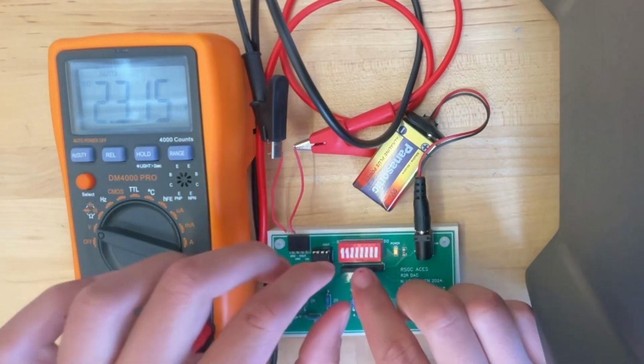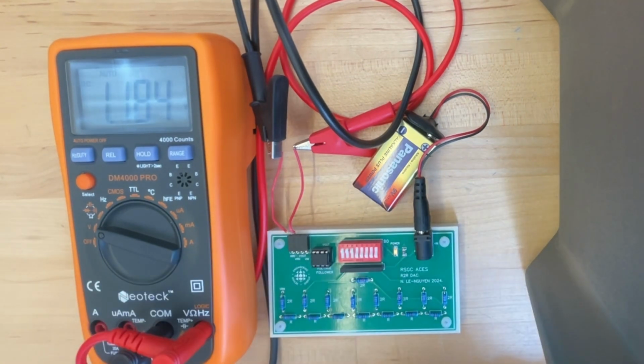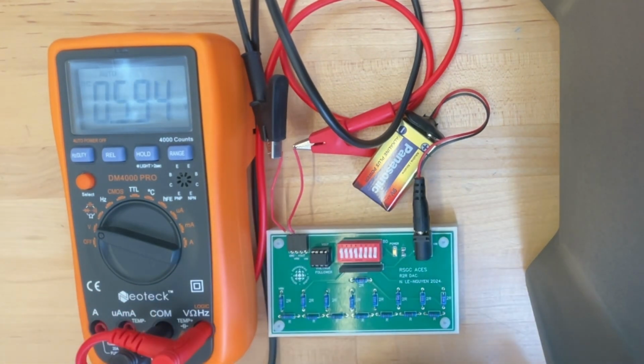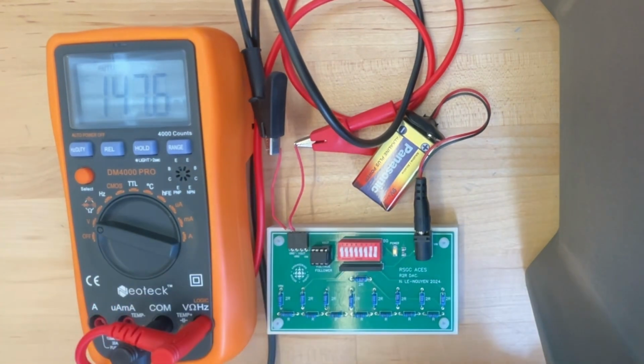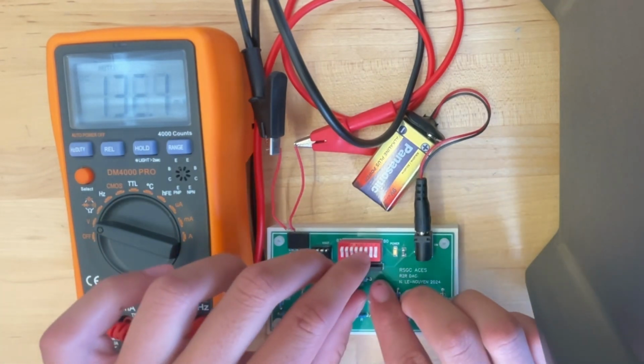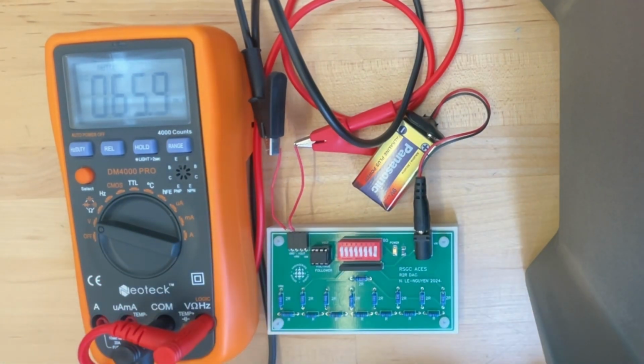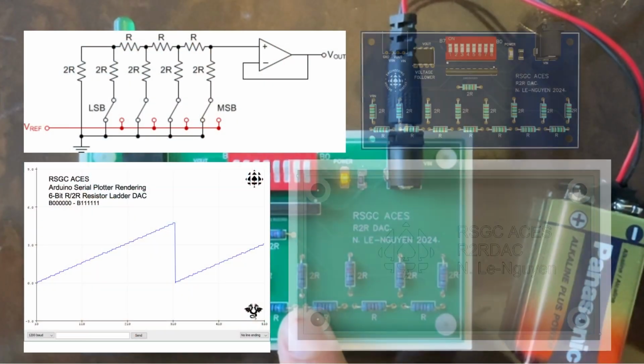Notice how each click changes the voltage output in precise steps, each one dividing the voltage in half. So what you're seeing here is the core function of a digital to analog converter, where these switches simulate digital input, and the circuit converts that into a smooth stepped analog voltage. This video will explain how this circuit works, new concepts learned, and new skills developed.